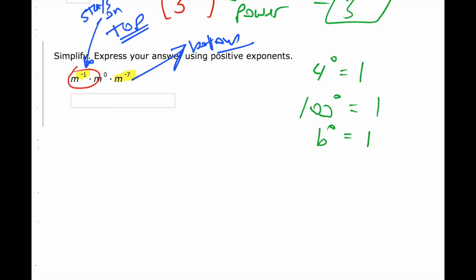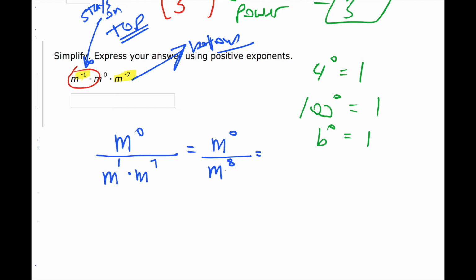Okay, so here we go. We've got m to the 0 on the top. What's on the bottom? Just m to the 1 times m to the 8, I mean 7, like that, right? So our final answer, kind of, not really, is m to the 0 over what? M to the 8. And if you type this in, you're going to get it wrong. Okay, so what is m to the 0? 1, yeah. So it's 1 over m to the 8.